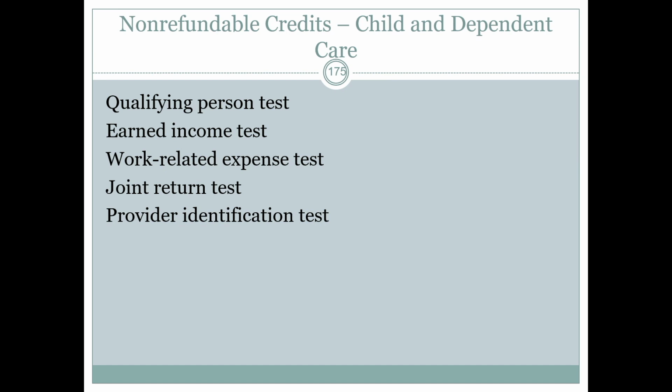The information that I just covered addresses qualifying person tests, earned income tests, work-related expense tests, joint return tests. Also, we did not talk about the provider identification test. And what that says is the provider must provide a tax identification number, whether it's a Social Security number for an individual or an employer's identification number for a business.